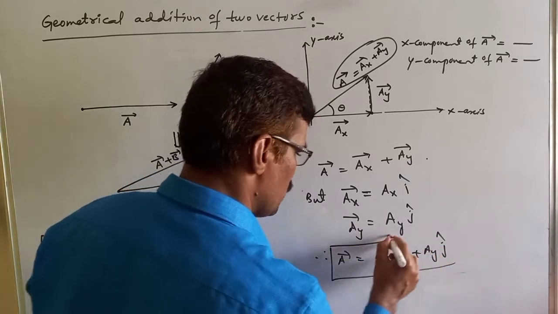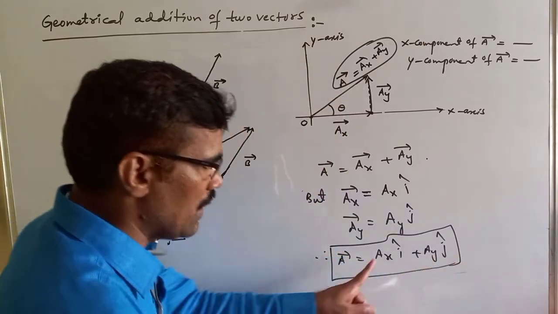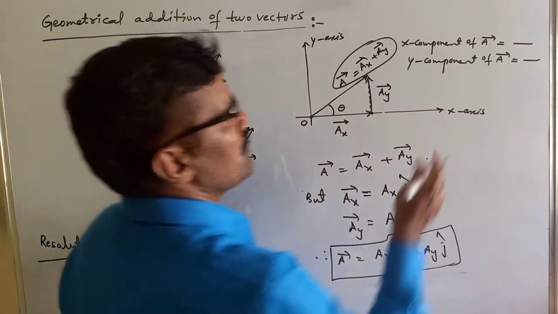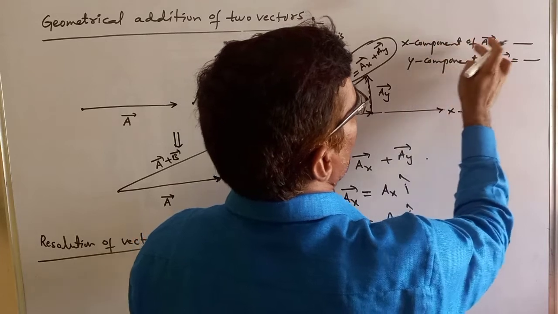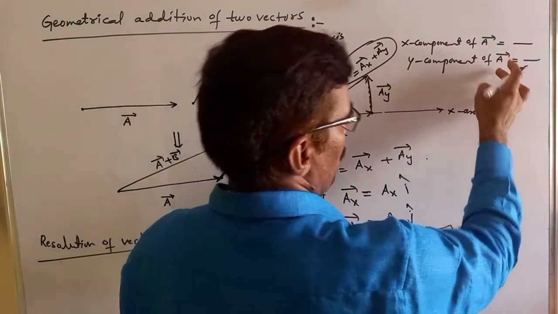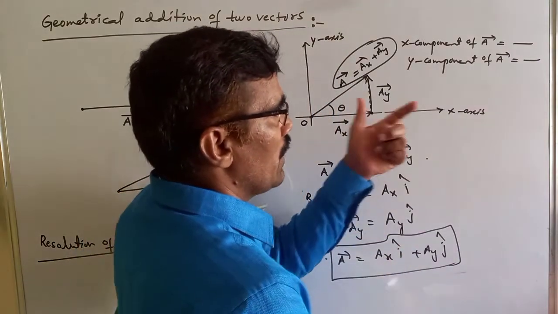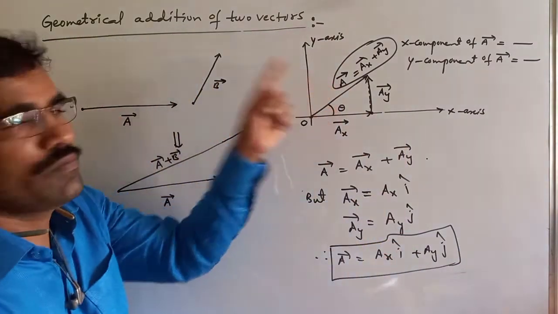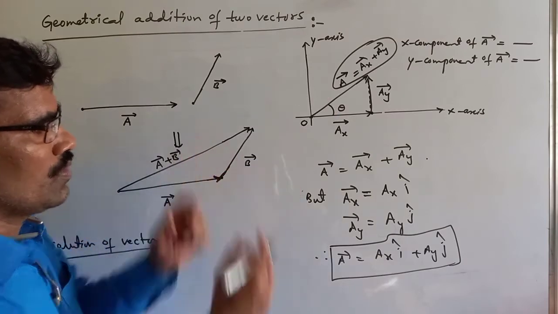So this is the A bar. What is Ax? What is Ay? The x component of A bar is nothing but Ax, and the y component of A bar is Ay. What are Ax and Ay in terms of A? We will discuss. So write it roughly.